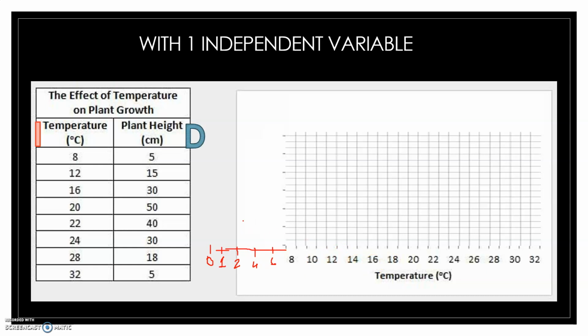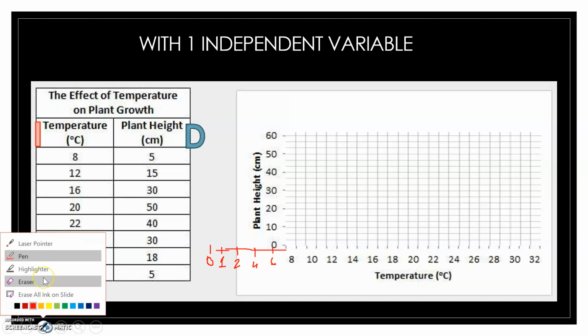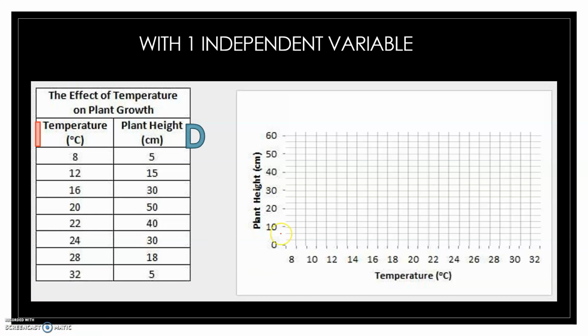The next is the dependent variable. For the dependent variable, I'll choose an increment as well. For this one, it's pretty simple. I can just move up in increments of 10, 20, 30, 40, 50, 60, and it's all equal. You have an increment of 10 in between each of these numbers. Okay? All right. So I will just get rid of all the ink on the slide.